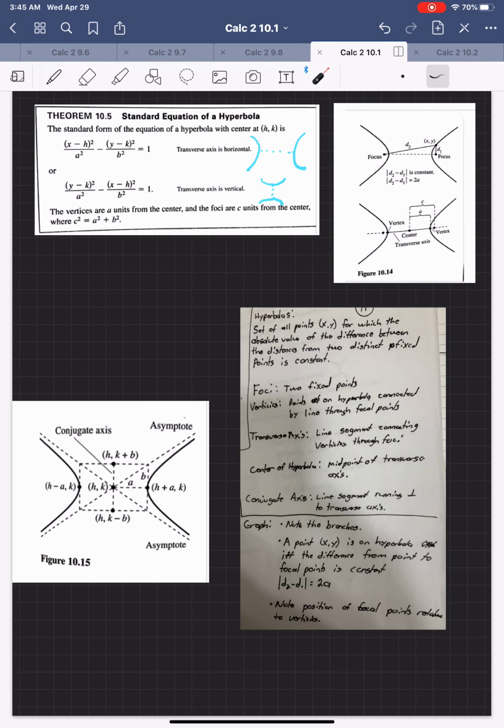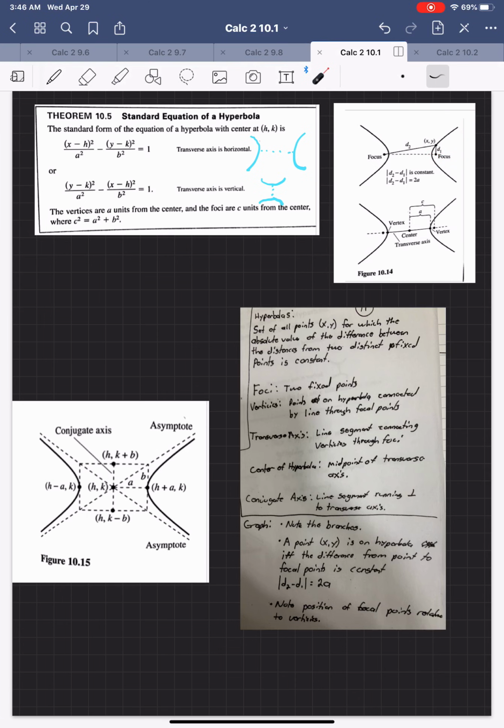So notice, looking here, for example, that the focal points for hyperbolas are behind the vertices. So here's the vertex and here's the focal point. So notice that it's behind the vertices. You could say it's opening. It always opens towards the focal point. Same with parabolas. It always opens towards the focal points.